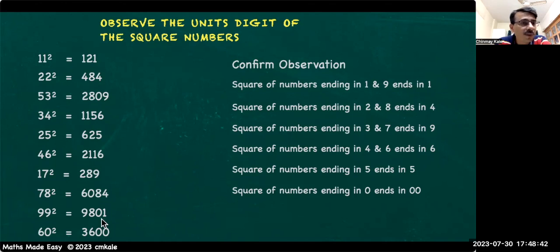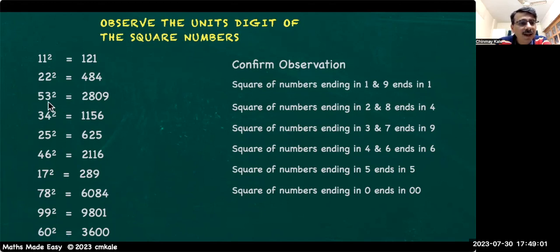So basically our observation was that for squares of numbers ending in 1 or 9 in the units place, the square always ends in 1. Similarly, for numbers ending with 2 and 8, their squares result in 4.